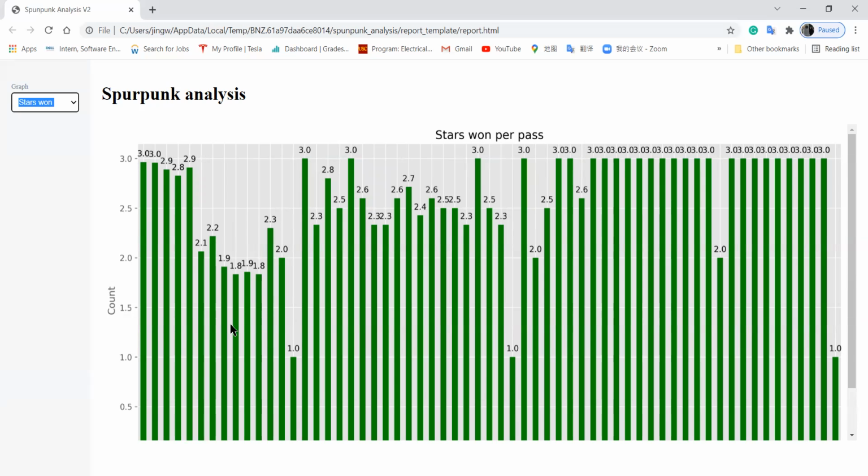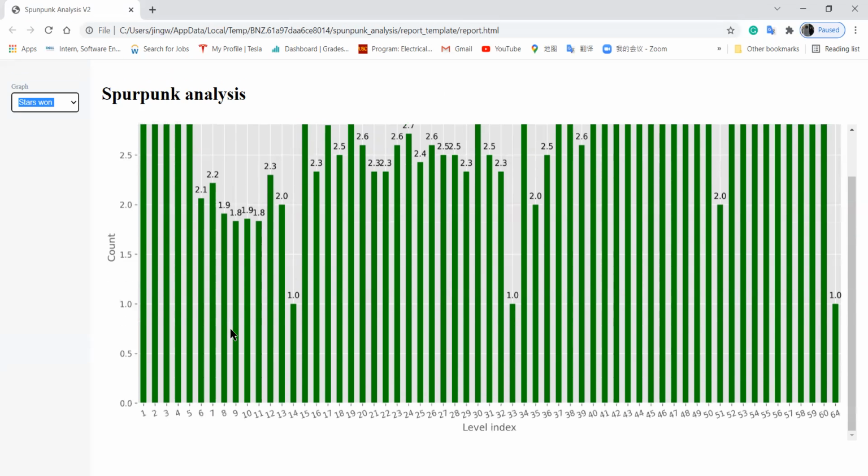In this graph, we can know the average stars won in each level in the weekly data of our users. So we can know maybe some levels we can only win 1 star or 2 stars. That means this level may be difficult, so the player might quit the game. That means they will never come back to log in to this game. So we can know maybe you need to adjust this level's difficulty.